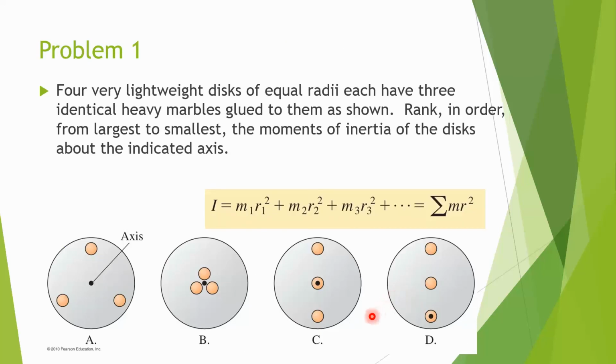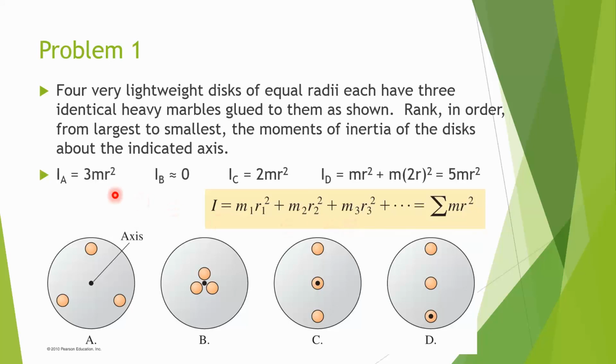All right, let's do a problem. We have 4 very lightweight disks of equal radii, and they have 3 identical heavy marbles glued to them. We're going to rank the moments of inertia of the disks about this axis in the center. So which one has the greatest inertia and which one has the least? Your reminder is that inertia is equal to the sum of mr squared for each object. So to find out which one has the greatest, we're going to have to look at each separately.